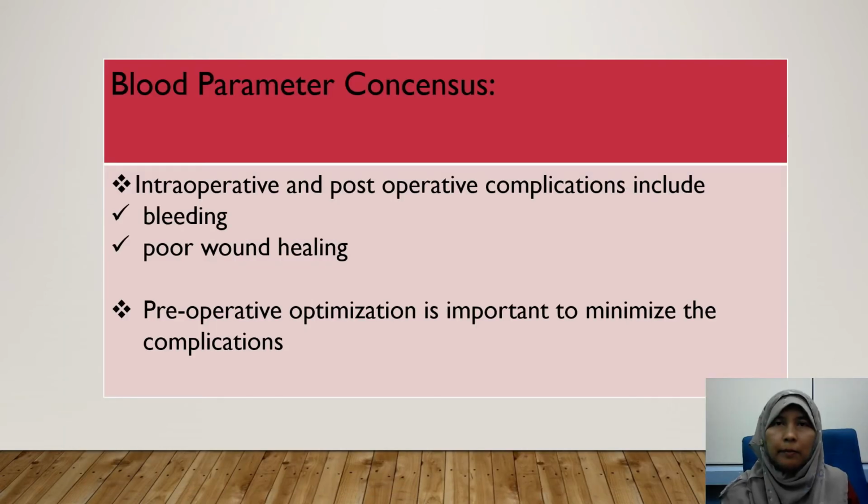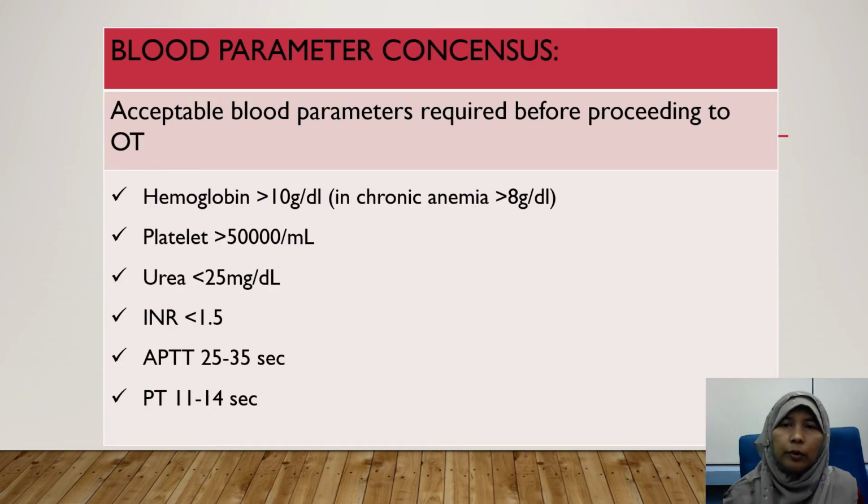Next is on blood parameter consensus. Intraoperative and post-op complications include bleeding and poor wound healing. So preoperative optimization is very important to minimize these two complications. So before we proceed to OT for tracheostomy, these are the acceptable blood parameters that are required. Hemoglobin has to be more than 10 gram per deciliter, but in chronic anemia, hemoglobin of more than 8 is acceptable. Platelet has to be more than 50,000 per mil.